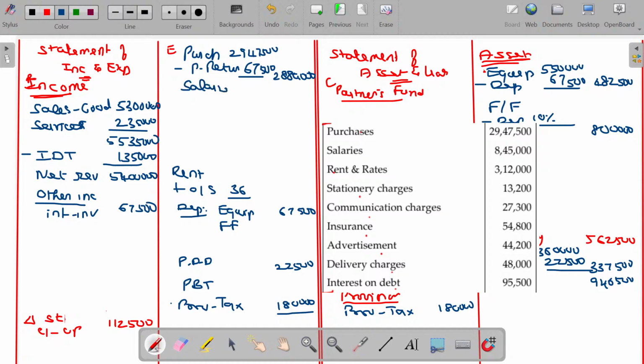Salaries, 8 lakhs 45,000. Rent and rates, already I showed here. So from that 3,12,000, outstanding 36,000 is added. Then 3 lakhs 48,000. Stationery charges, the value being 13,200. Communication charges, the value being 27,300.